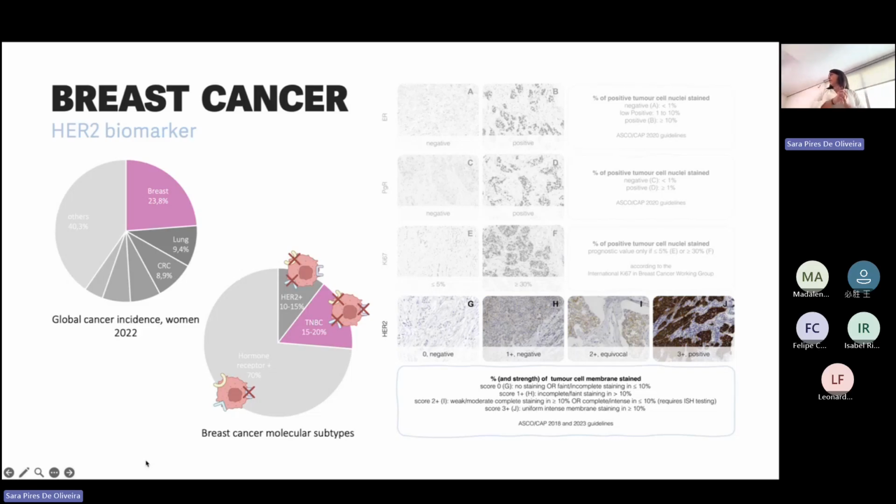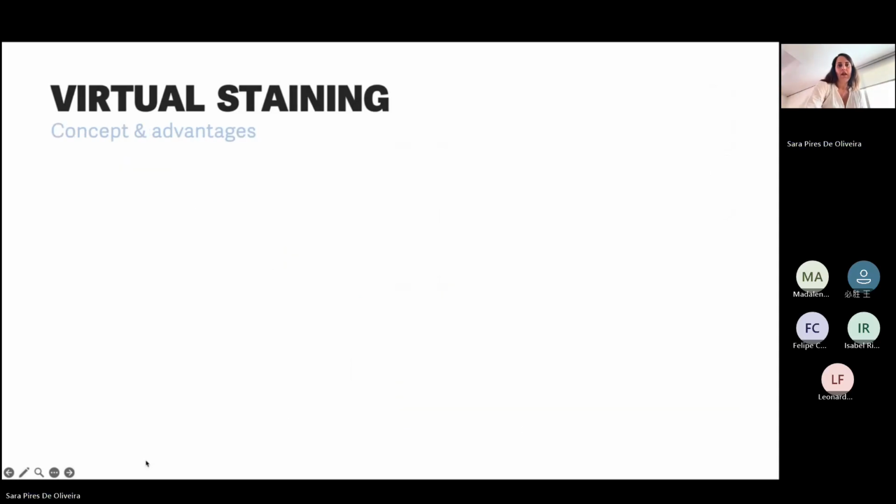And this marker is basically scored in 4 categories. And the higher the score, the more intense the staining, so the more brown it appears on the images, and then the more severe the case, let's say. However, what is the concept behind the virtual staining and why?